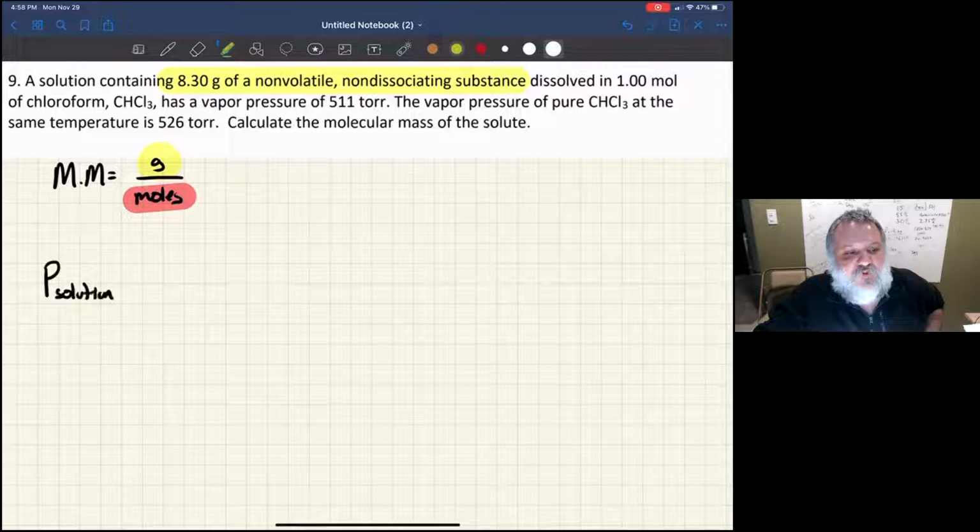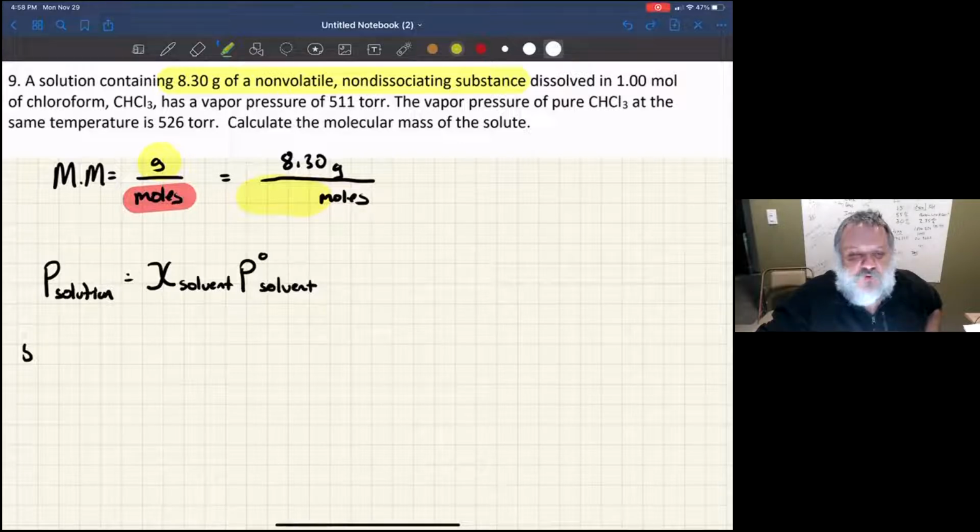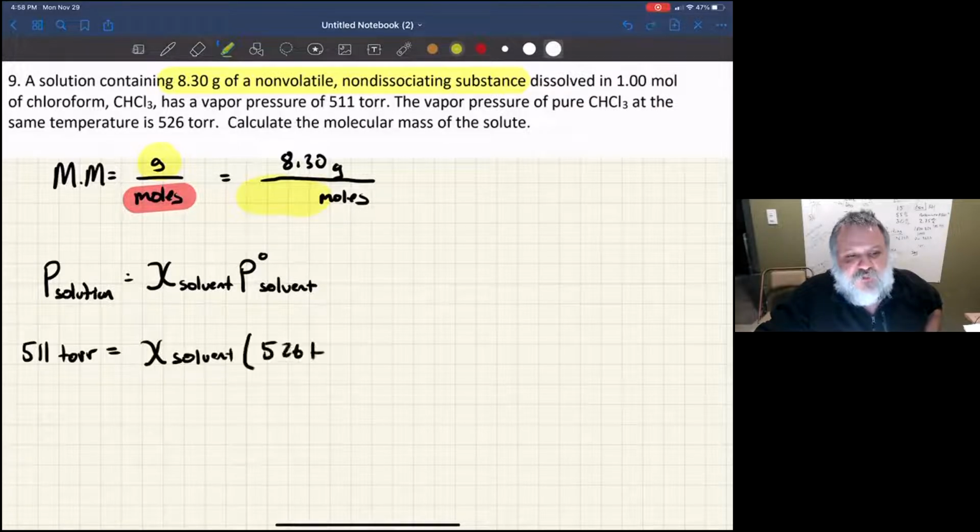So now I want to go back to Raoult's law. The vapor pressure of the solution will be the mole fraction of the solvent times the pure vapor pressure of the solvent. So I've got the 8.30 grams. I just need to figure out how many moles of the unknown solute were in that 8.30 grams, and then I'll know the molar mass. So I've got to do this through Raoult's law. Now, it tells me that the vapor pressure of the solution is 511 torr. The vapor pressure of the pure solvent is 526 torr.